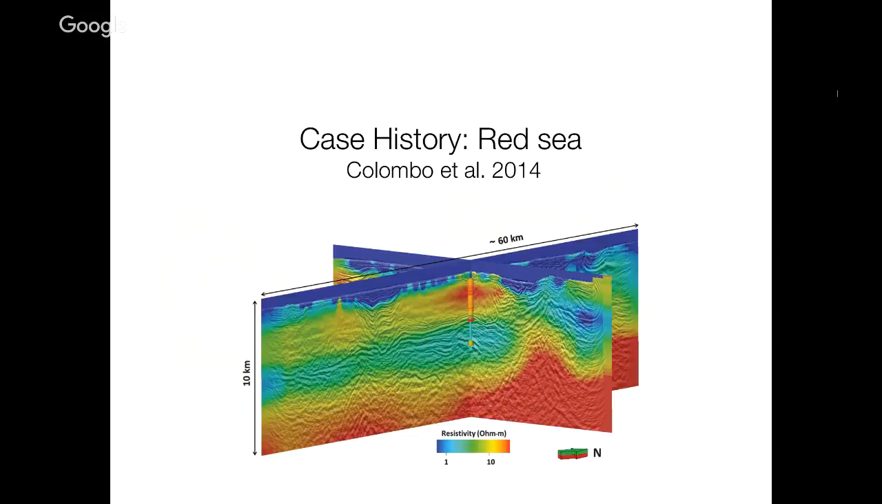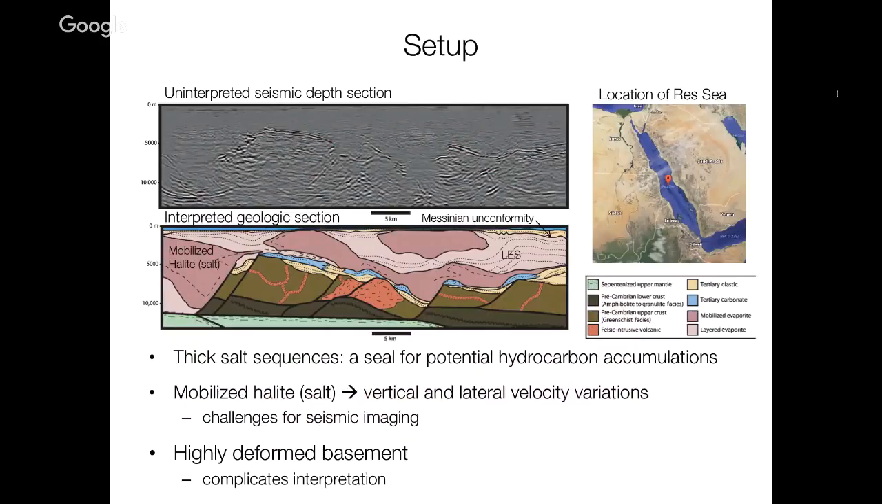Yeah, so I'm going to introduce one case history called Red Sea. It's research done by Colombo et al. His name is Daniele Colombo, working at Saudi Aramco. I think this was the biggest marine EM and MT survey so far, and it was done in 2011. And here's our setup. It is located in the Red Sea, off Saudi Arabia.